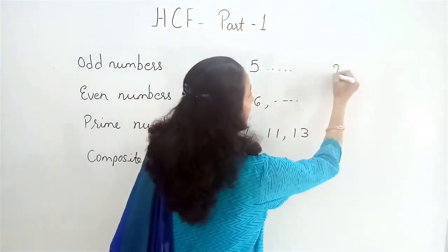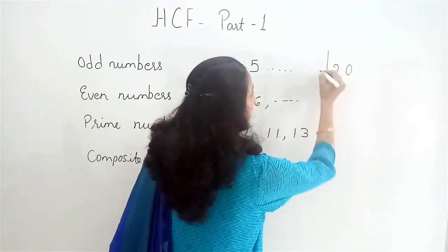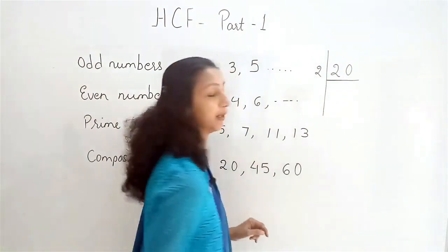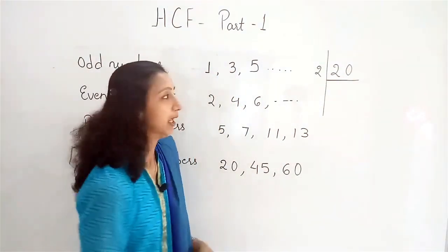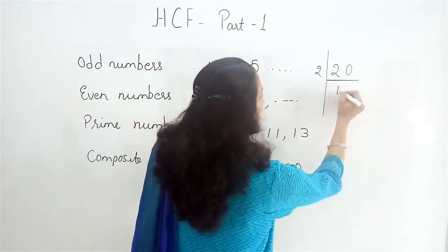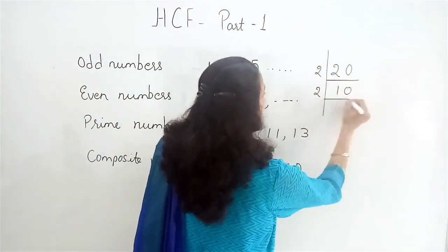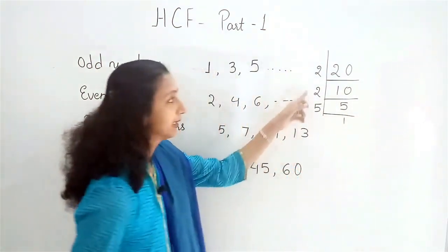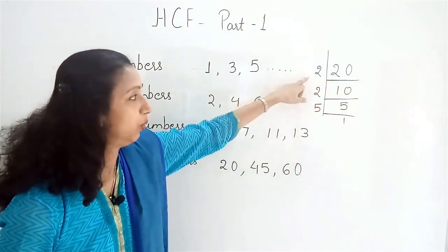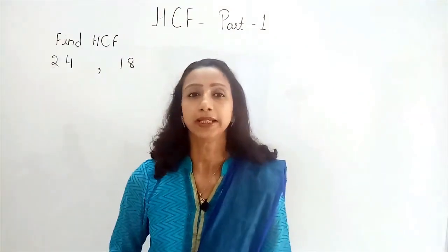Suppose the number is 20. I write 20 here and then the first, smallest number that divides 20 other than 1 is 2. So 2 tens are 20, then again 2, 2 fives are 10, and then 5, 1. So these are the factors of 20: 2 and 5.